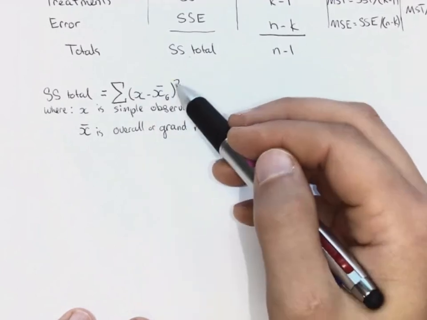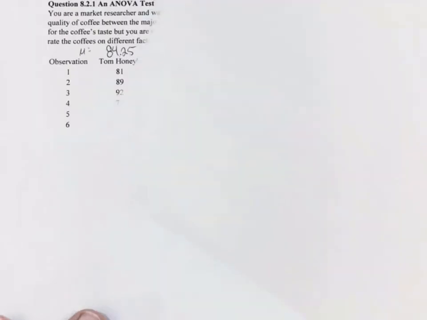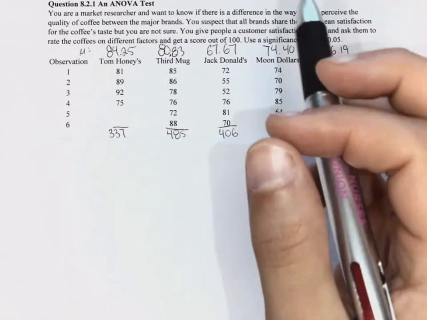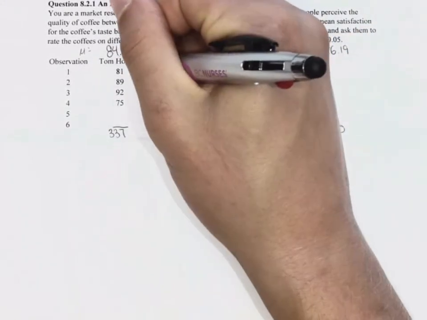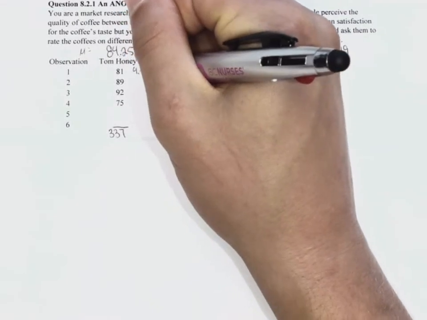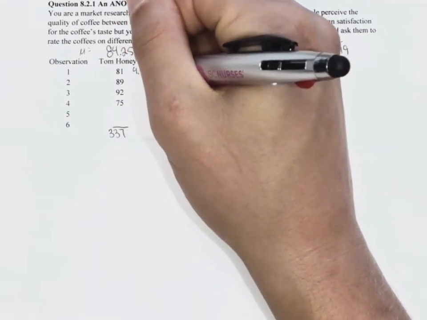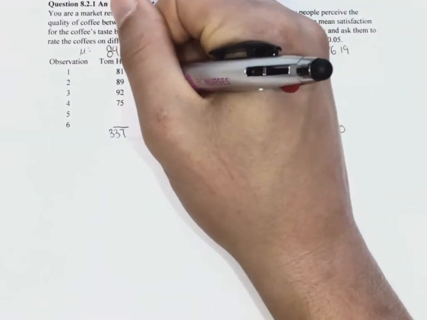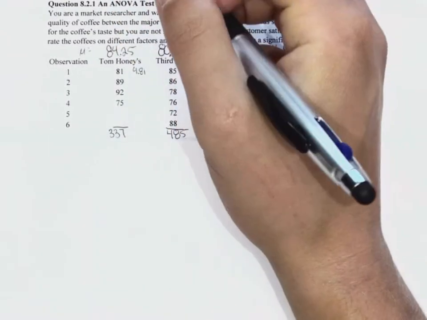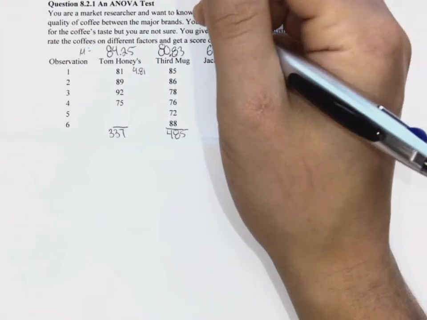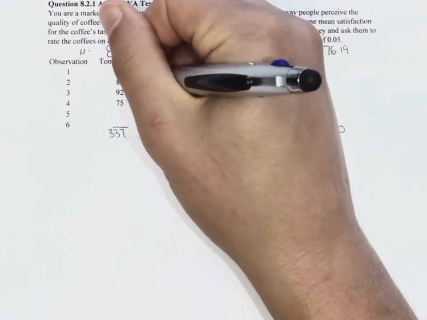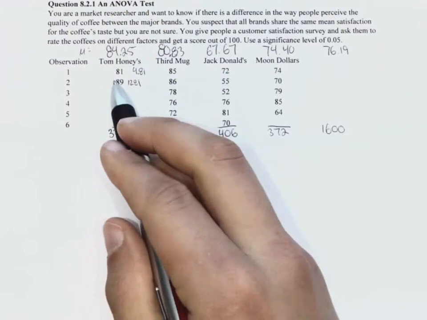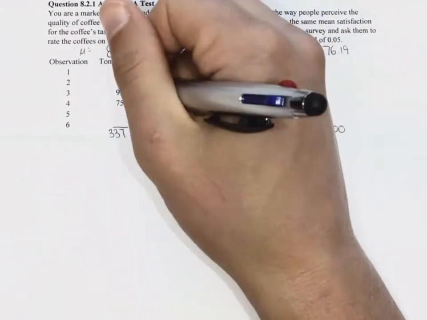Here we have our simple observation. So we're going to use our grand mean total of 76.19. So it would be 81 less 76.19. I'm going to leave some room because we will need to square these to get the variance. So again, 89 less 76.19.